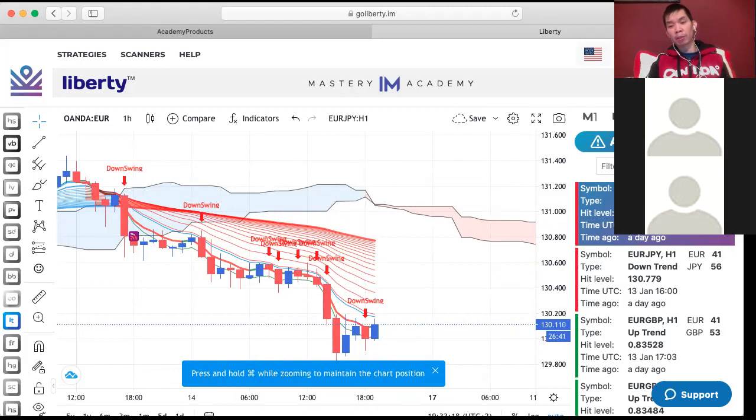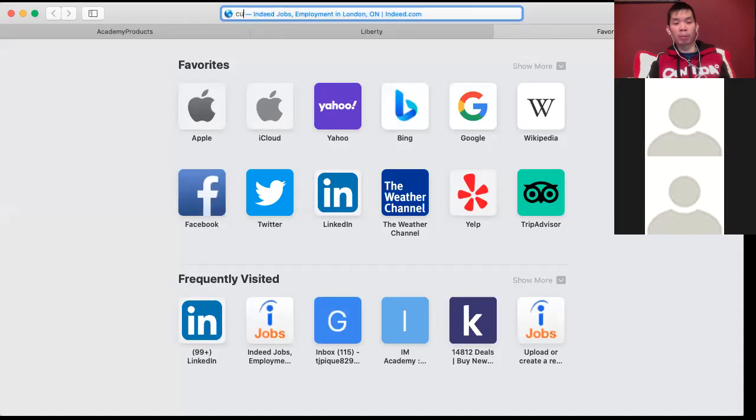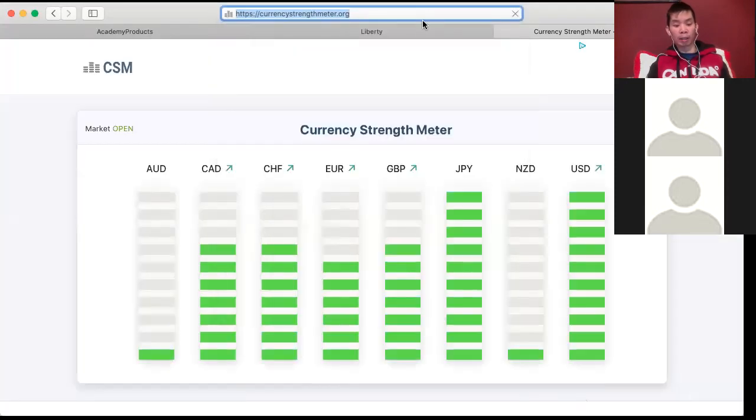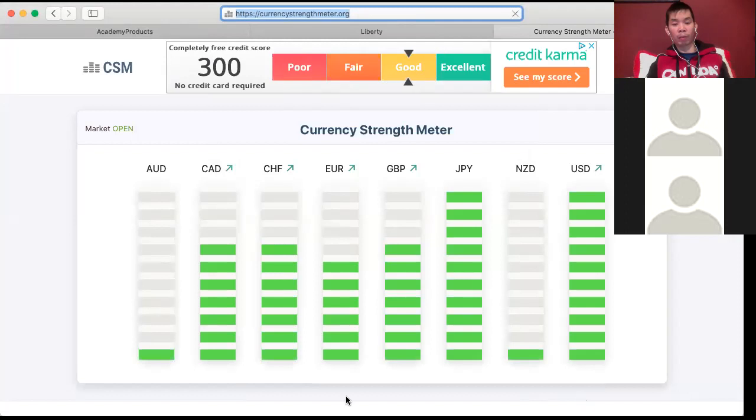So remember also to look at your currency strength meter as well, right? I like to use currencystrengthmeter.org or the one that I sent you guys. You can use either or. I'll send this one in the chat as well, just so you guys have whatever you want to use. So I'll drop it in the chat. You guys can save this as well. Give me a second.